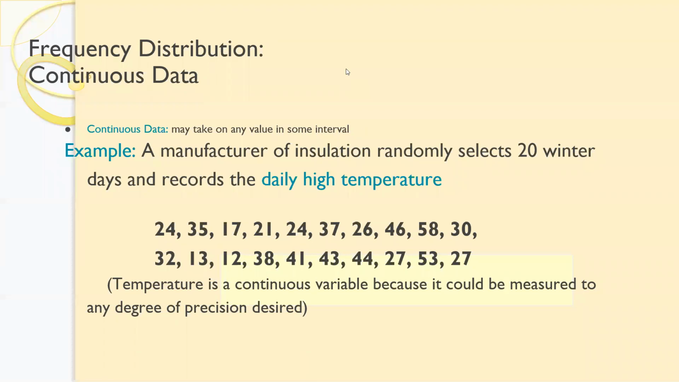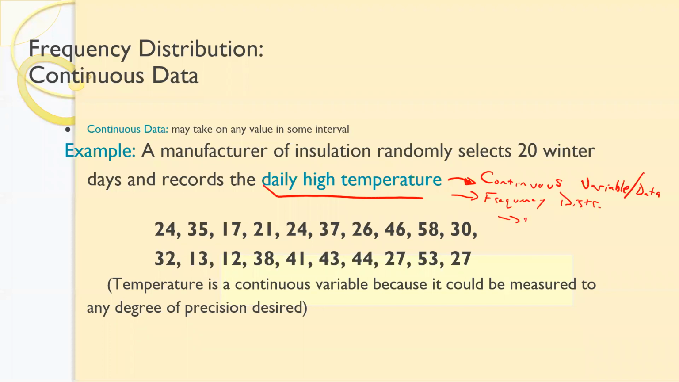All right, I have this example here. Suppose you have a manufacturer of insulation, and they randomly select 20 winter days and record the daily high temperature. Temperature, we know from last class, is a continuous variable or data. What I want to do is take this data and do everything we just did. I want to make the frequency table, the frequency distribution, and then draw the histogram here.